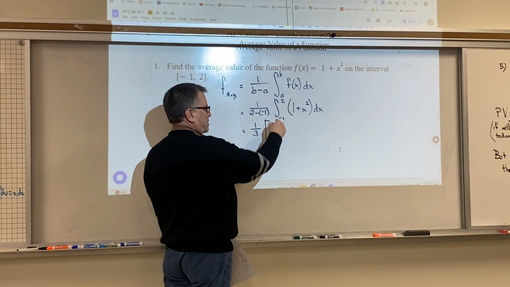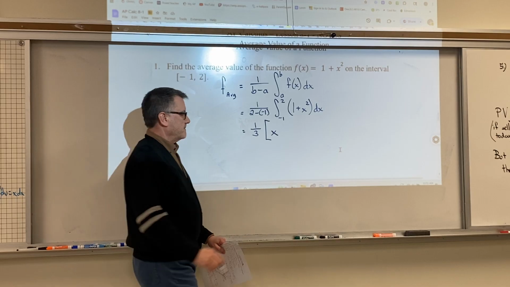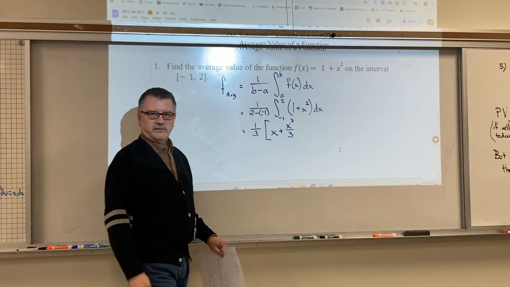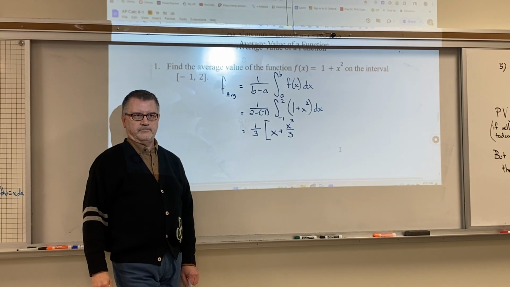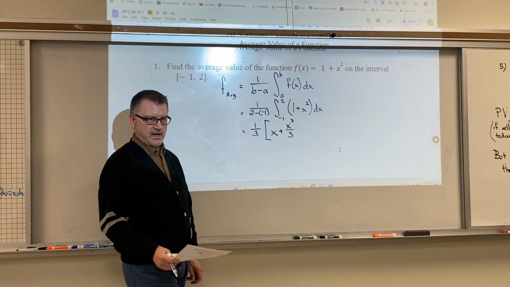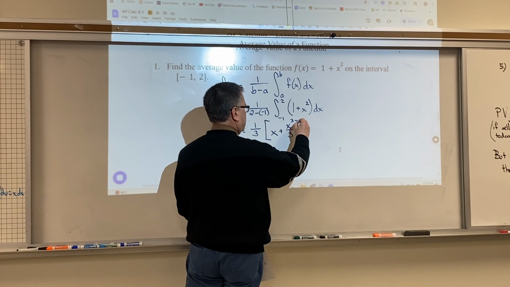This would be x to the 1 over 1 plus x to the 3rd over 3. Plus c? No, because we have a definite integral, it's going to give me a numerical value. Okay, but I do want to take this part from -1 to 2.